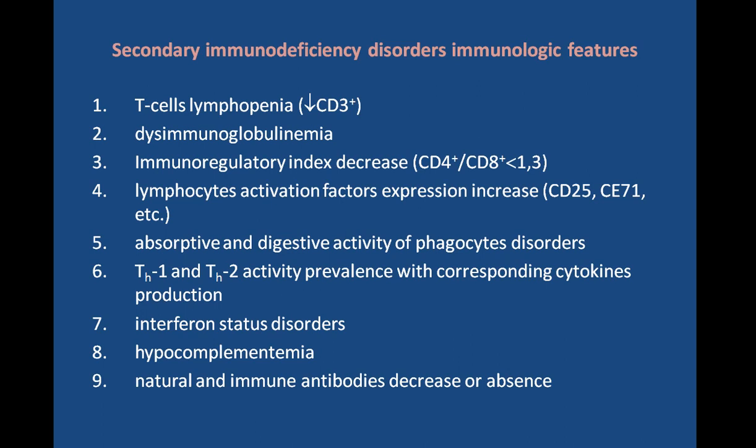Secondary immunodeficiency disorders immunological features: first, T-cell lymphopenia, the decreased level of the T lymphocytes with the cluster of differentiation 3; dysimmunoglobulinemia, immunoregulatory index decrease lower than 1.3, lymphocyte activation factors expression increase, CD25, CD71, etc. Absorptive and digestive activity of phagocytes disorders: T helpers 1 and T helpers 2 activity prevalence with the corresponding cytokines production.